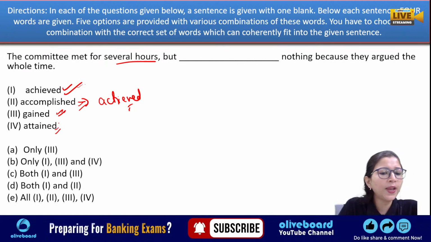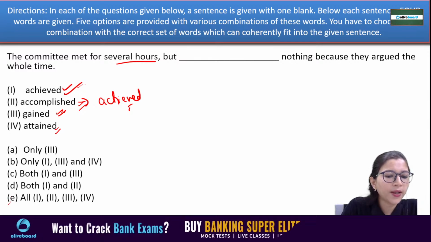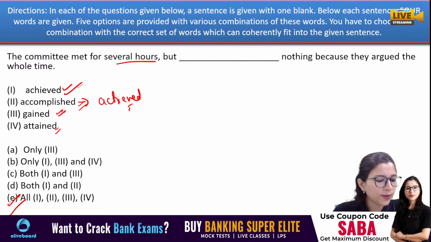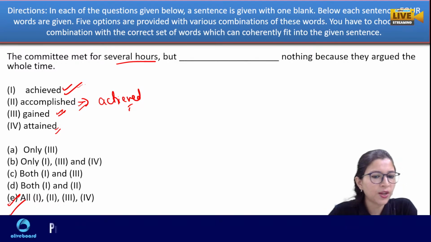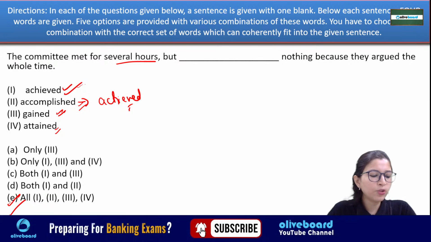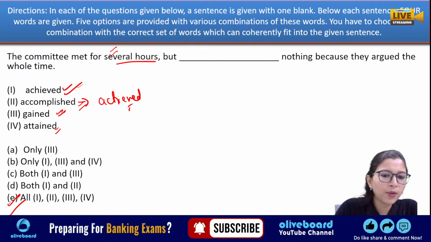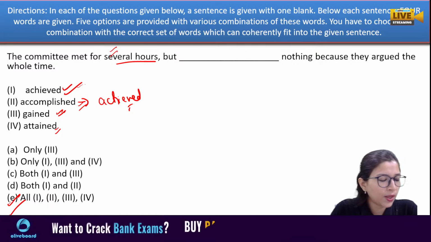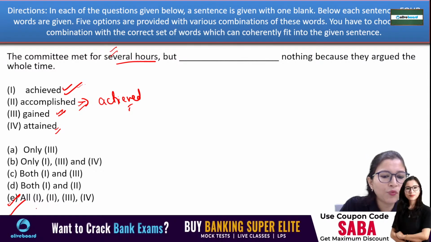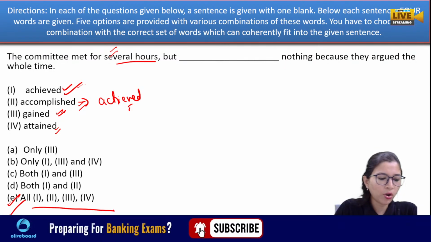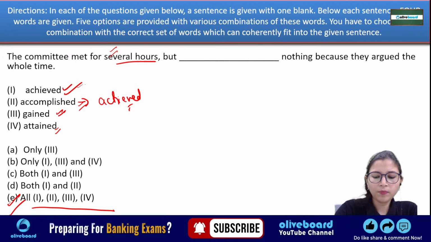And attained nothing, nothing was gained. Attained here also means gained only. So yes, all these are the correct senses. All these can fit: task accomplished, yes, task achieved, completed. So if you complete something, it means you have achieved your goal. So all these are correct. The committee met for several hours, but it accomplished nothing, it achieved nothing, it gained nothing. So all these words can fit here. Is it clear? Attained can also carry the sense of achieving something. So all these words will fit into the context. So E is the correct answer. Next question.